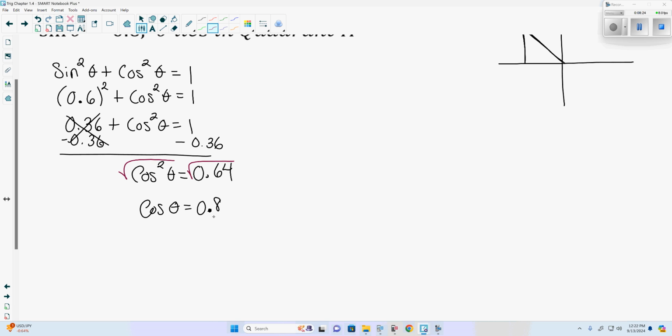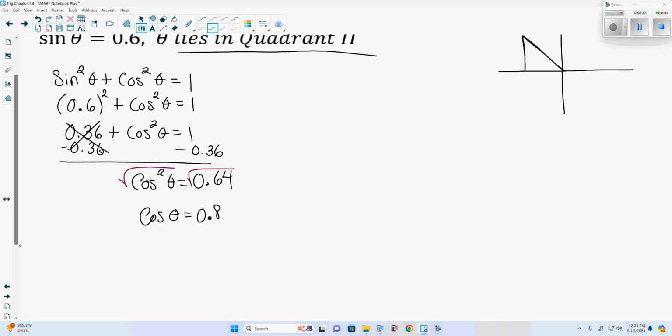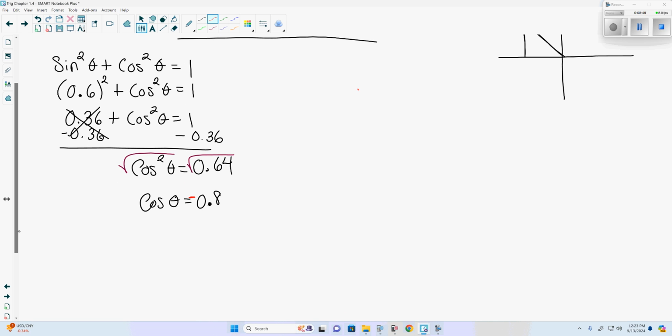Now, one of the interesting things with this is that we said we were in what quadrant? 2, yes? Cosine is negative in the second quadrant because it's the negative x. So cosine would be negative, which means our cosine value is negative 0.8. We have to take that into account.